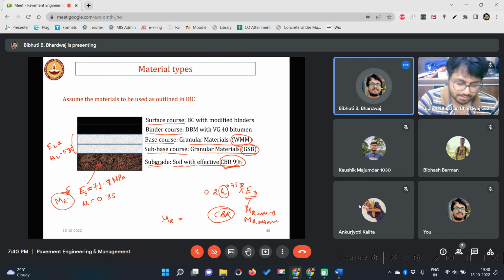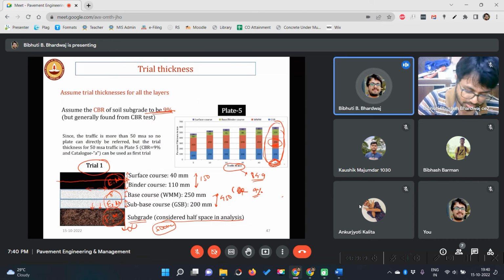So this is H. Did you write down what will be the H here? Yes, sir, 200 millimeters. No, 450, because both are granular, so you have to combine together. If you remember that case, we consider 200 only if the base layer is different, say CTB. But here this is not CTB, this is granular only. So we need to consider both together, and it will be 450.